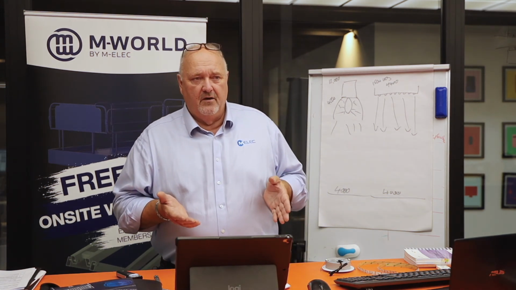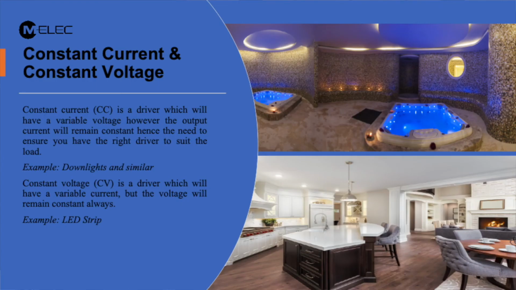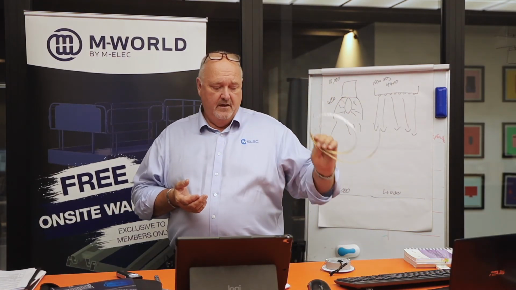What's it driving? So when they come to you and say, I just need a driver, you go, well, is it constant current? What's it driving? Oh, it's driving a downlight. Okay, so that tells me pretty much that it's going to be constant current. If you told me it's operating LED strip, I'd say it's more going to be constant voltage, because LED strip relies on a constant voltage.